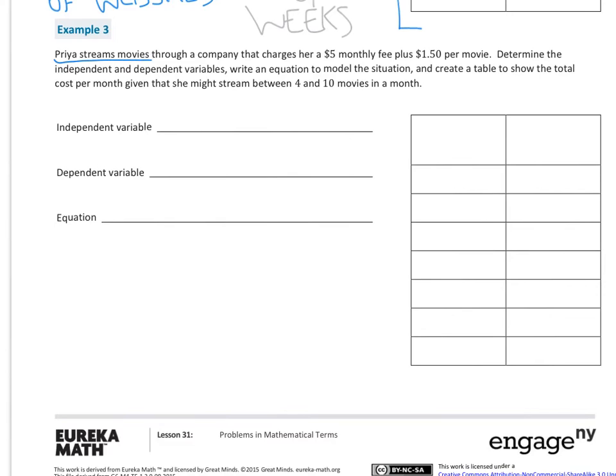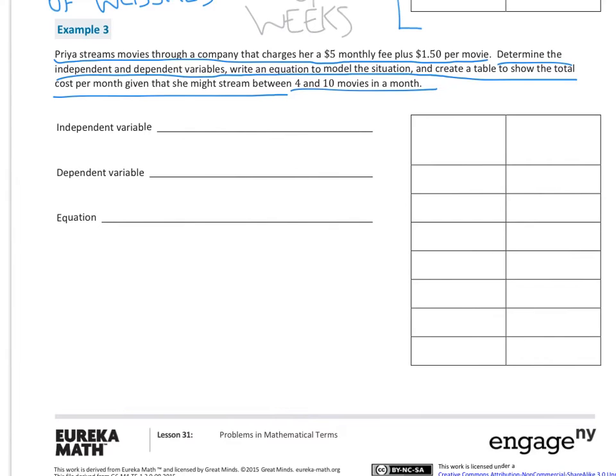Priya streams movies through a company that charges her a $5 monthly fee plus $1.50 per movie. Determine the independent and dependent variables, write an equation to model the situation, and create a table to show the total cost per month, given that she might stream between 4 and 10 movies. Okay, so now they're giving us some constraints for our table. So let's start with the equation.